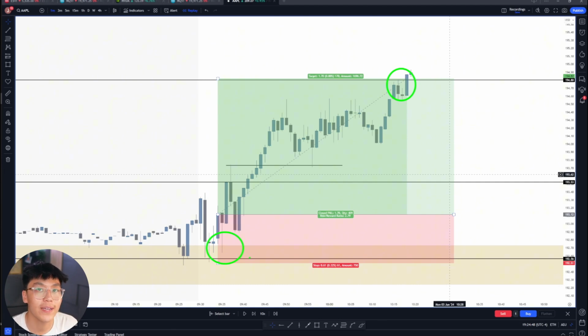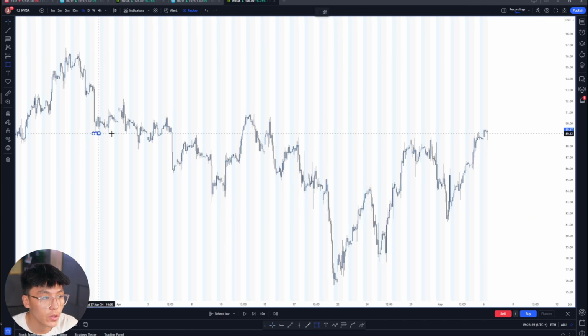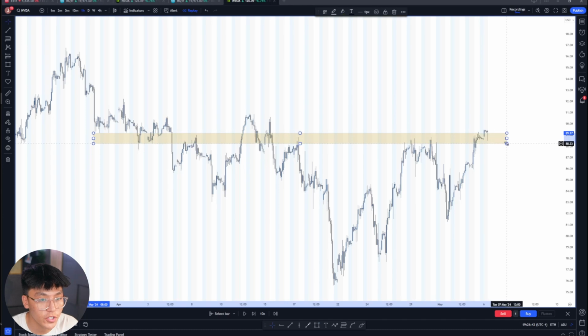So let's go on to the next example that I have for us today. You can see we're on my next example here, and this is on NVDA on the higher time frames. When we're looking to draw our key flip zones, you want to look for the areas with the most confluences and most touches towards the upside. So this is the area that I have drawn out.